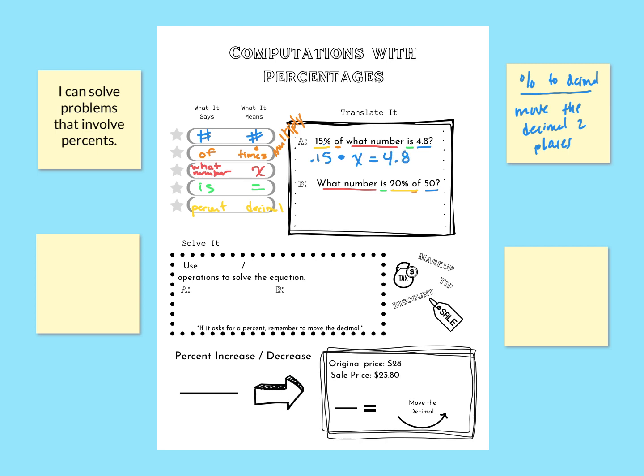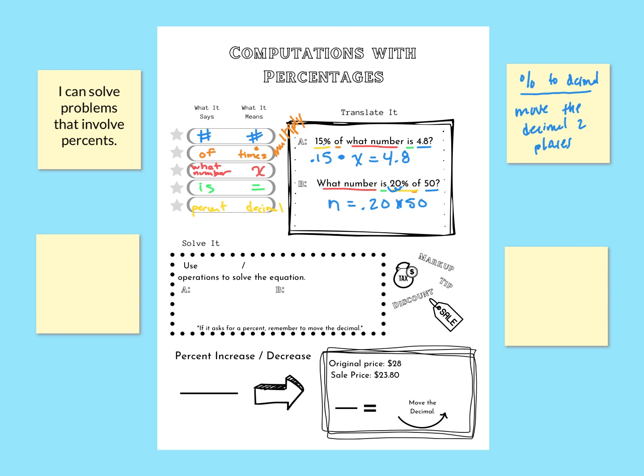Now let's translate B. What number? So our unknown, we use our variable. Actually, just for an extra example, let's use n for our variable this time, because it really doesn't make a difference. Is equals 20%. Remember, there's a decimal at the end. We move that 2 places, becomes 0.20. Of means times 50. And if you want to, in this case, we can use the x for times, since we use the n for a variable. We just don't want to get the variable x confused with the x for multiplication.